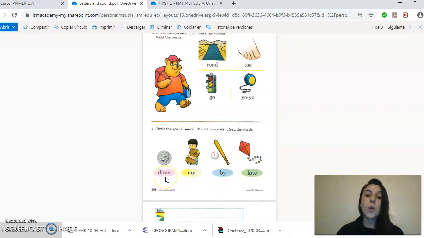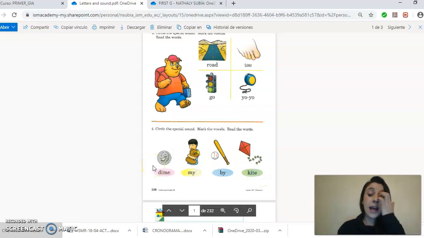Okay, here we are going to mark the vowels. The angry vowels are red and the scared vowels are blue. Okay, remember it. And we're going to read it with the name. So we said dime, my, buy, and kite. Okay, my sweetheart, I know that you are going to make it alone by yourselves, okay?